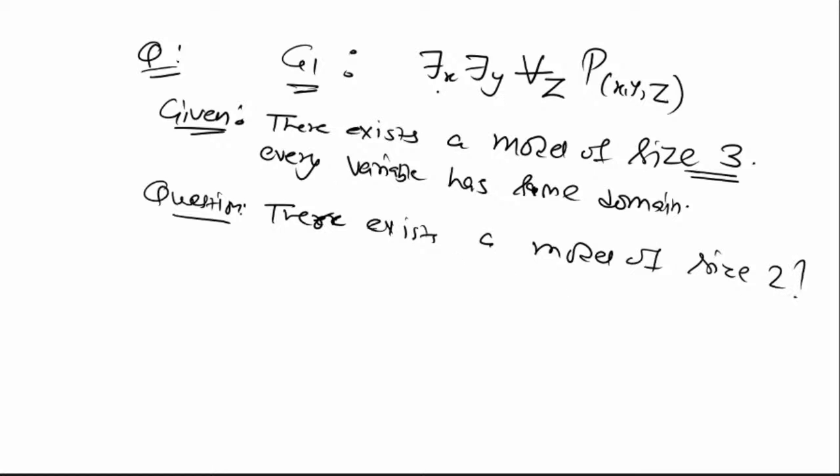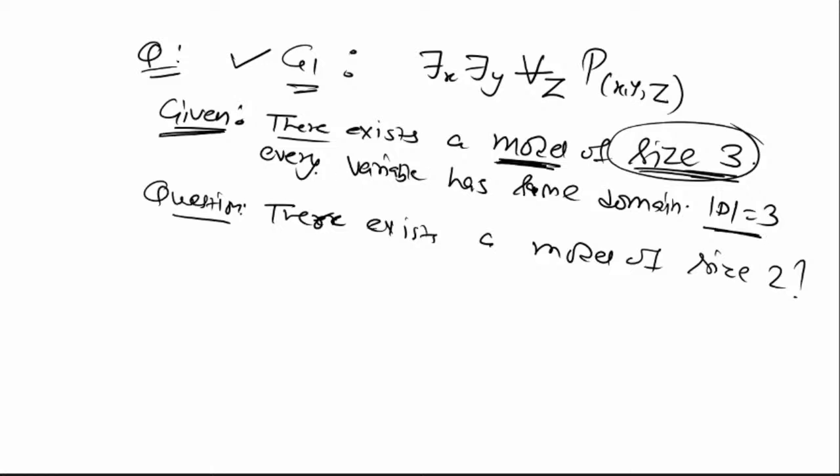So let me explain this question. This is the formula that is given to you, G1: there exists X, there exists Y, for all Z, P(X, Y, Z). And the information given is that there exists a model of size 3. Size 3 means the domain has 3 elements, and every variable has the same domain. Now we are asking, can you guarantee that there will definitely exist a model of size 2? Size 2 means a domain of 2 elements.